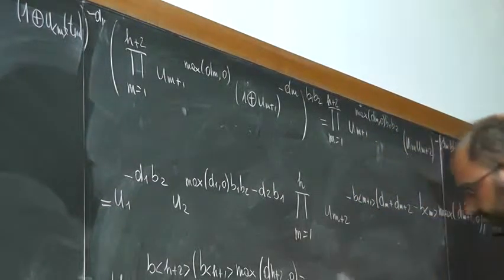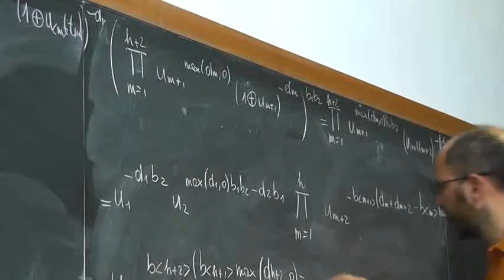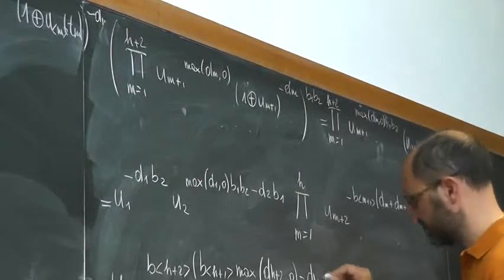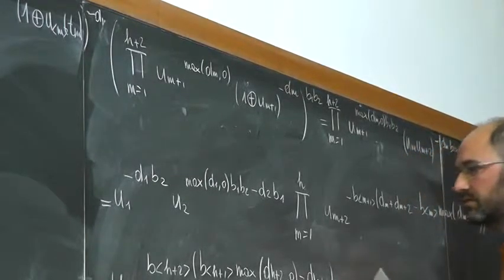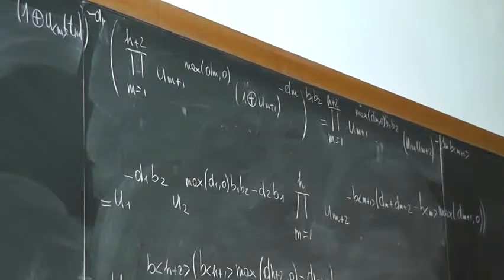0 minus bh plus 1. So let me see how can we obtain UH plus 3 here.